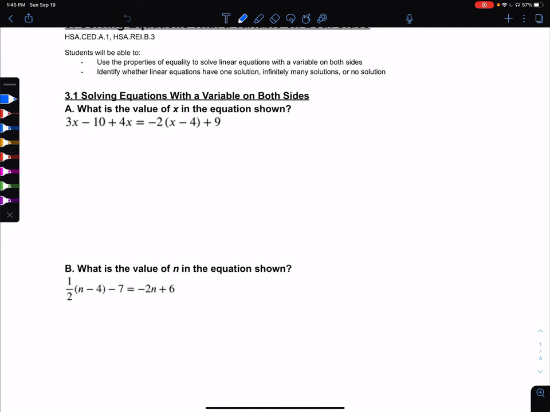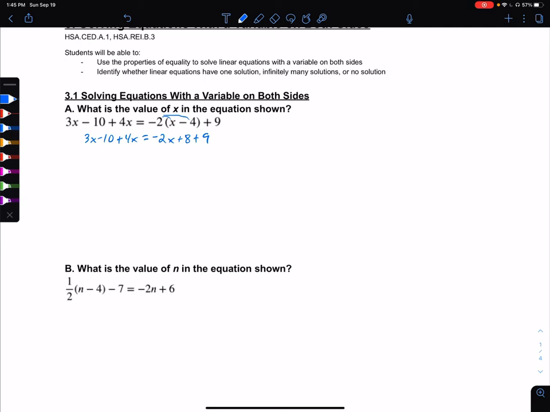What is the value of x in the equation shown? So we have 3x minus 10 plus 4x equals negative 2 times the quantity x minus 4 plus 9. First thing I'm going to do is distribute this negative 2. Now, again, that doesn't have to be the first step, but for me, that's what I'm going to do in this problem. So 3x minus 10 plus 4x will stay the same. And when I distribute that, I get negative 2x plus 8 plus 9. I'm just trying to get rid of parentheses as soon as I can.